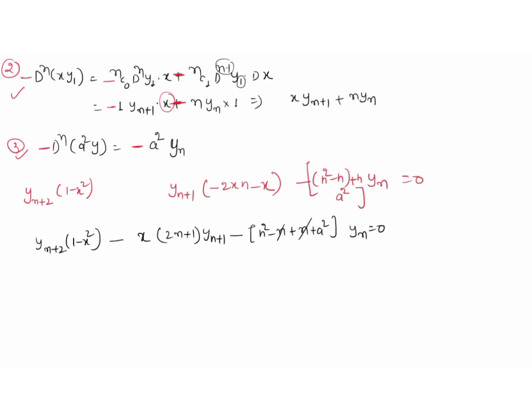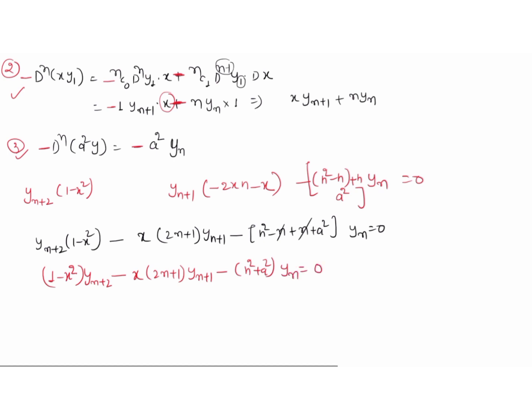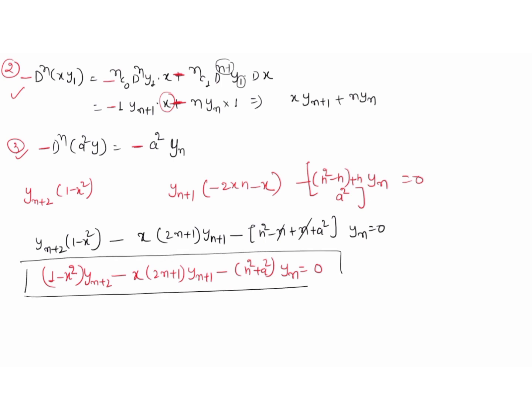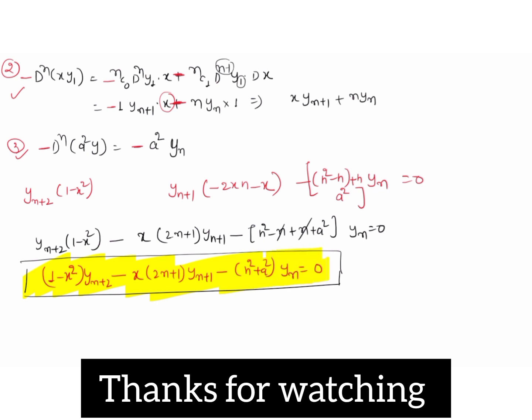So n to n cancel out. The final expression is (1 − x²) yₙ₊₂ − x(2n + 1) yₙ₊₁ − (n² + a²) yₙ = 0. Hence the result; this is what we have to prove after applying the Leibniz theorem. Just see this Leibniz theorem and prepare it very carefully. Thank you.